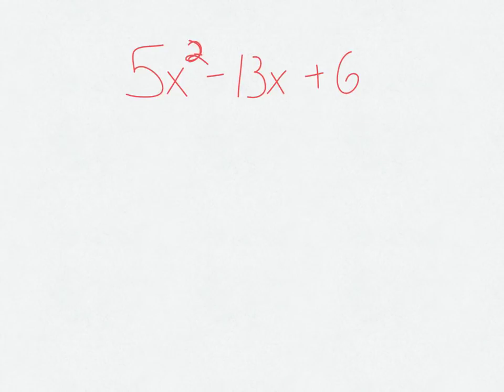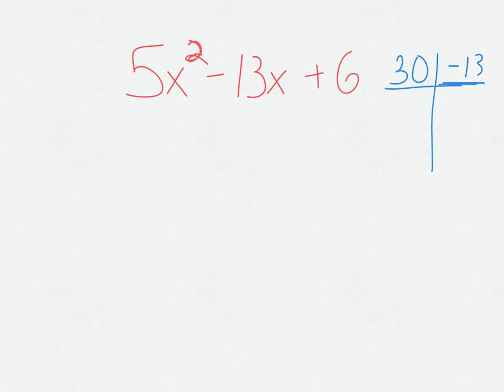Okay. We multiply a times c. That's going to give us 30. 6 times 5 is 30. Positive 30. Keep track of the signs here. And we want to find factors of 30 that add to negative 13. So if we try a few of them out, knowing that we're going to get a negative number, we need to try two negative numbers.